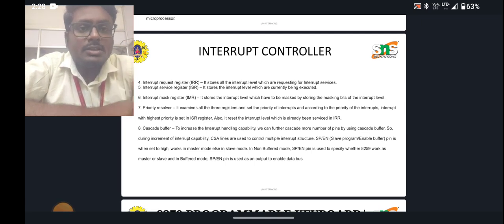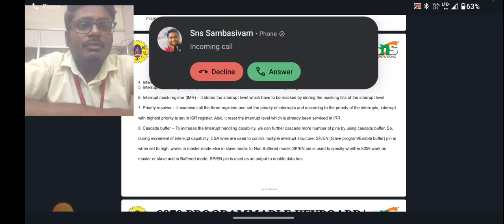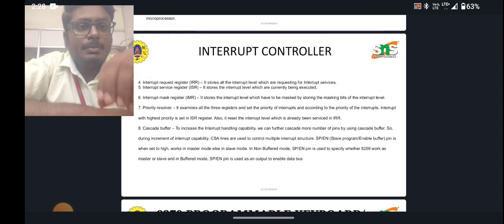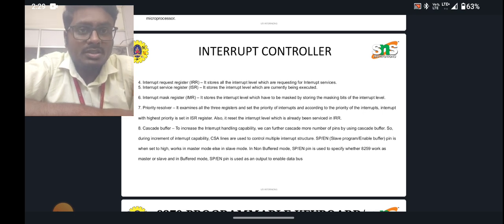Whereas the priority resolver examines all the 3 registers and sets the priority of the interrupts, and according to the priority of the interrupt, the interrupt with highest priority is set in the ISR register, that is the interrupt service register. Also it resets the interrupt level which has already been serviced in IRR.